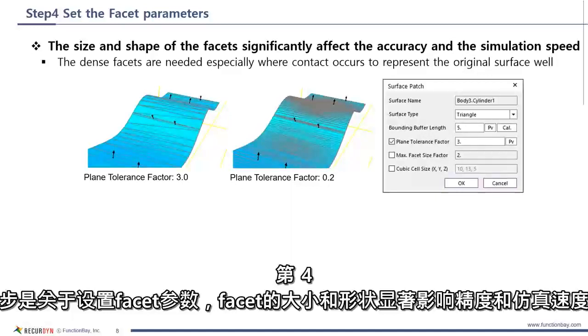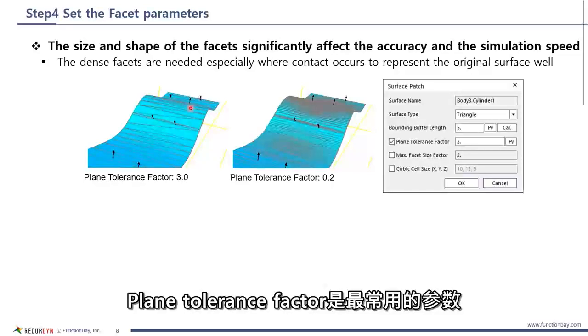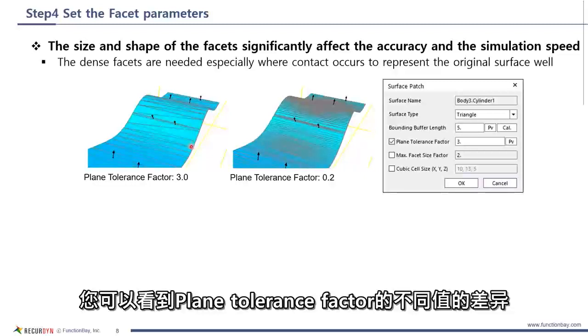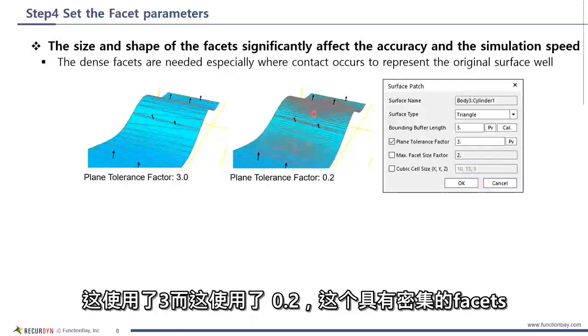Step 4 is about setting the facet parameters. The size and shape of the facets significantly affect the accuracy and the simulation speed. The dense facets are needed, especially where contact occurs, to represent the original surface well. Plane tolerance factor is the most frequently used parameter. You can see the difference with the different values for the plane tolerance factor. This used 3 and this used 0.2. This has the dense facets.